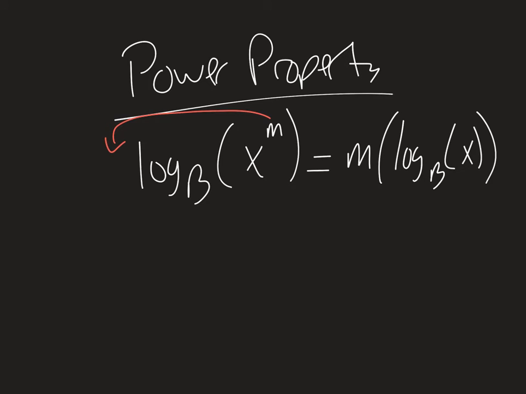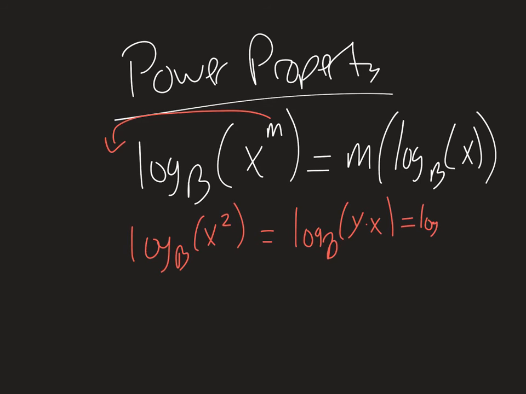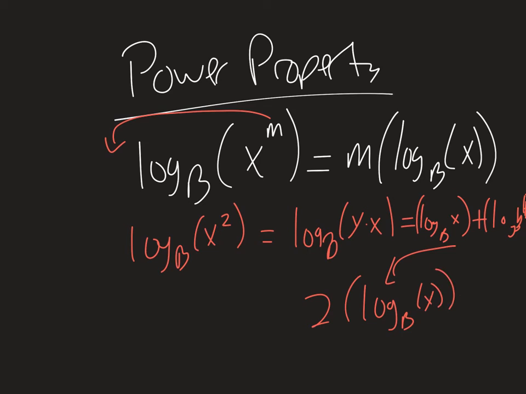So the idea is, let's take, for example, log base b of x squared. This would be the same as log base b of x times x, which we now know, according to the product property, we can write as log base b of x plus log base b of x, which would be the same as 2 times log base b of x. Because if I'm adding something to itself, it's the same thing as doubling. So we're just making a jump from here to here.